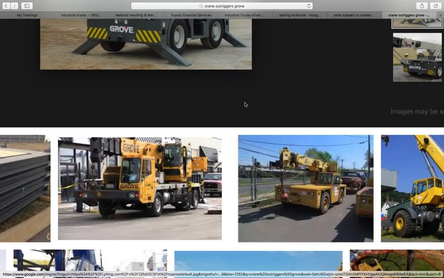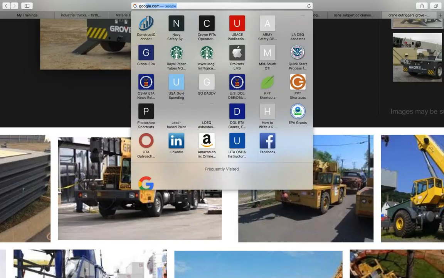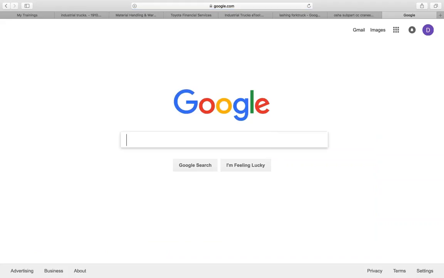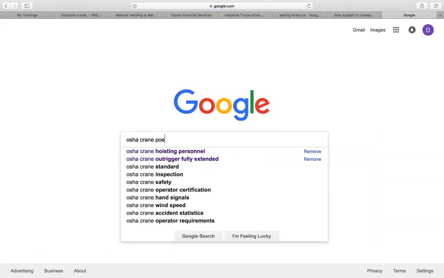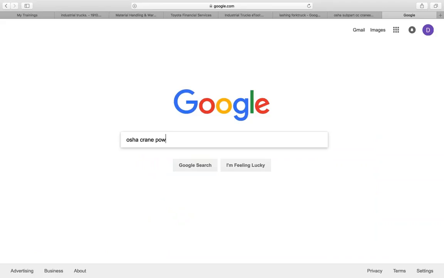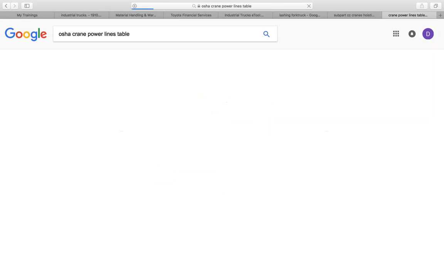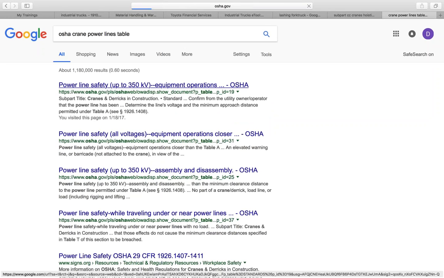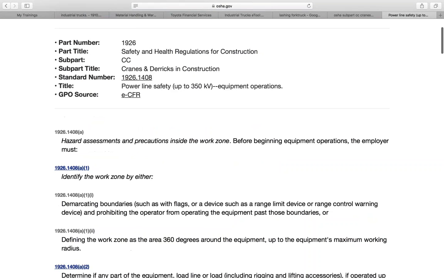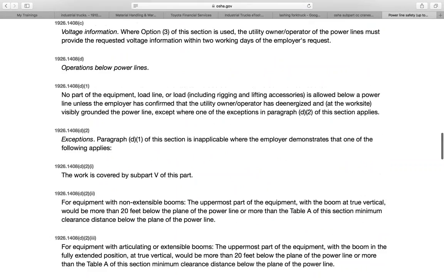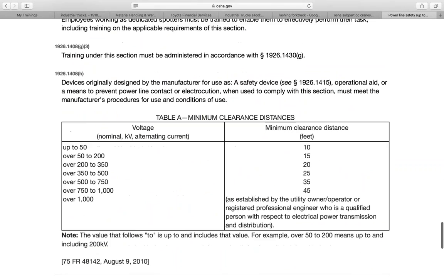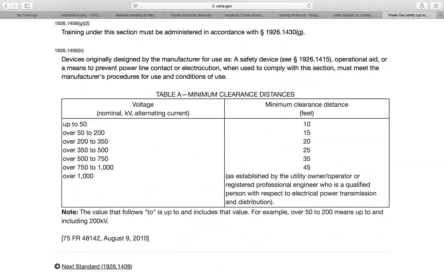And let me show you really quickly. Let me go to the OSHA standard again. Let's go to OSHA crane power lines. And let's go to the table. I think it's Table A or something like that. Let's see. Okay, here you go right here, folks. Table A. Here are the distances, right?